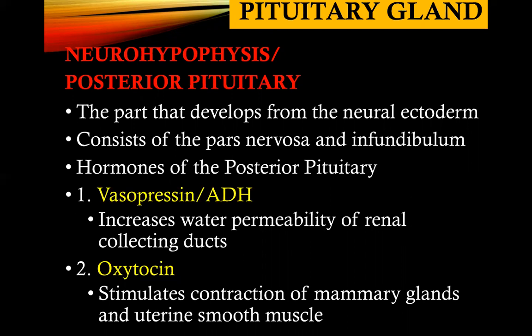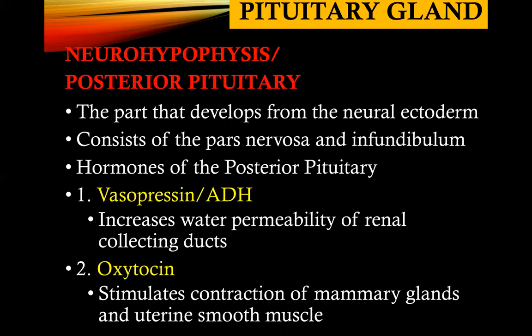No, these hormones, vasopressin or ADH, antidiuretic hormone, and oxytocin, will be stored and released by the posterior pituitary when the need arises. But again, they are not produced in the posterior pituitary gland. Vasopressin, or antidiuretic hormone, functions to increase the water permeability of the renal collecting ducts, while oxytocin stimulates the contraction of the mammary glands and the uterine smooth muscle.